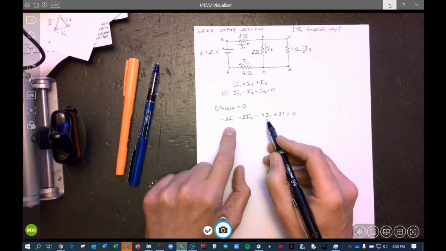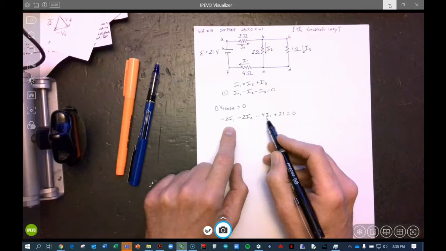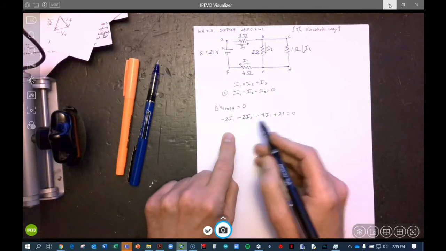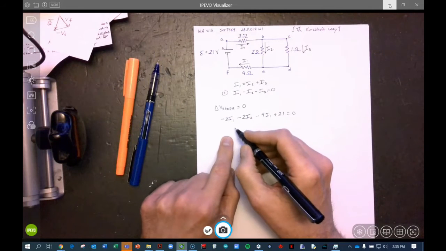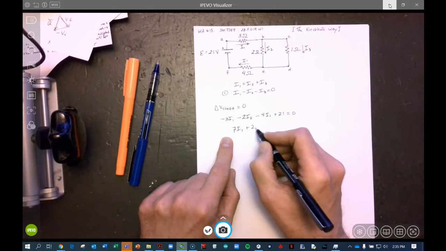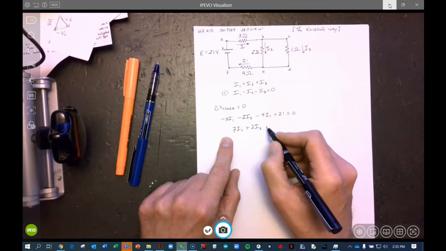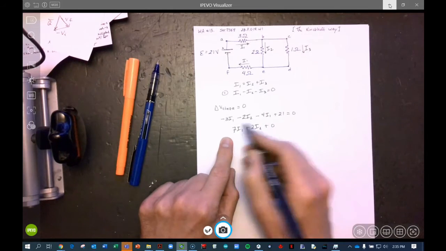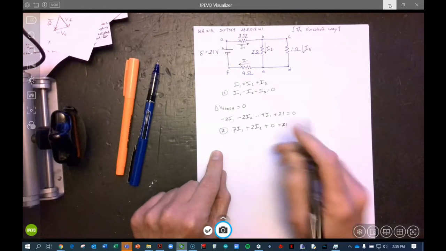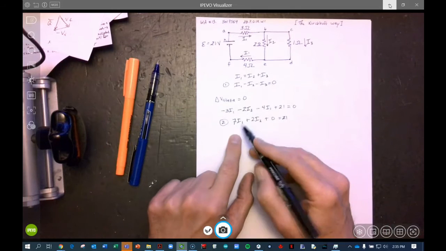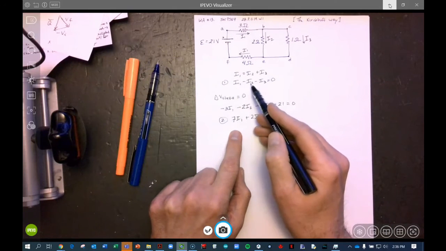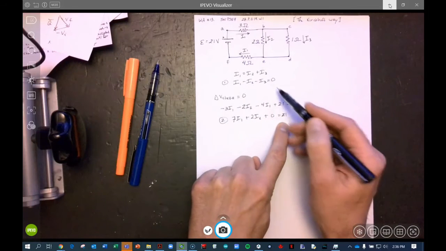We're going to combine the two I1s, and I'm going to move all my I's to one side so that they all become positive. What I end up getting is 7I1 plus 2I2 plus 0. There is no I3 term, and that's going to equal 21. That's going to be my second equation. It will become apparent in just a few minutes why we write it like that: we put all the I1s first, then the I2s, then the I3s, and then the constant.